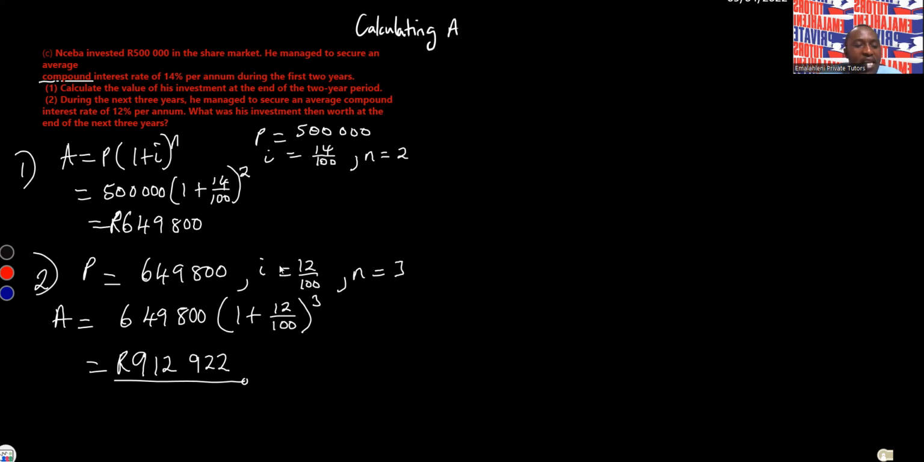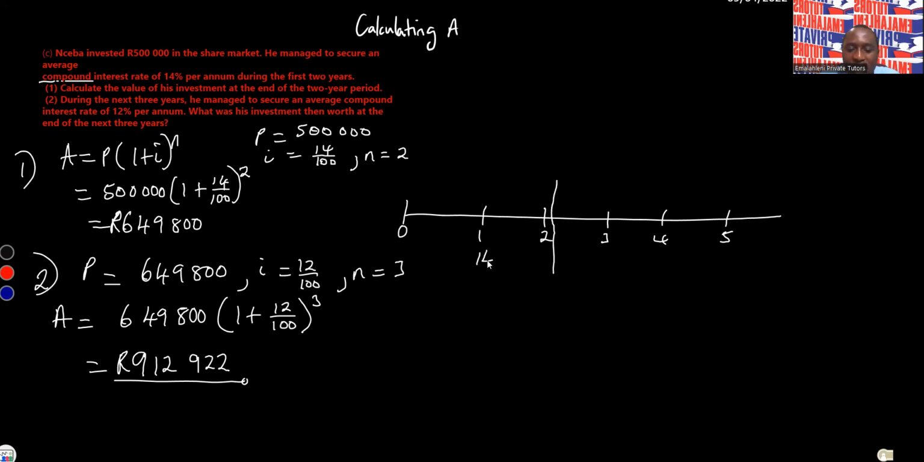So what we have here is a timeline, but we're not going to be talking about this for now. It's more like this was invested over 5 years. In the first 2 years, we are told that it's 14%, then here it is now 12%. And at this point here, it's 649,800. That's what we are dealing with there, just for you to remember.